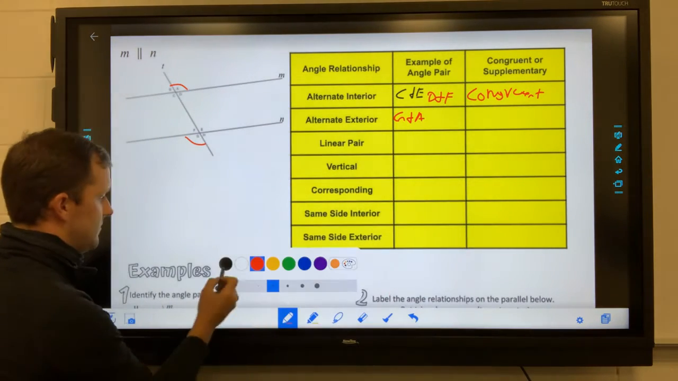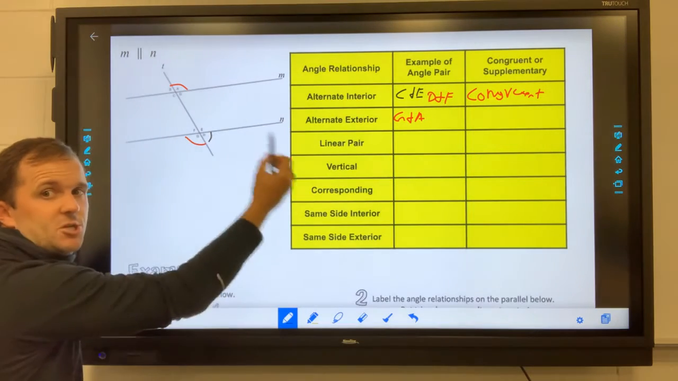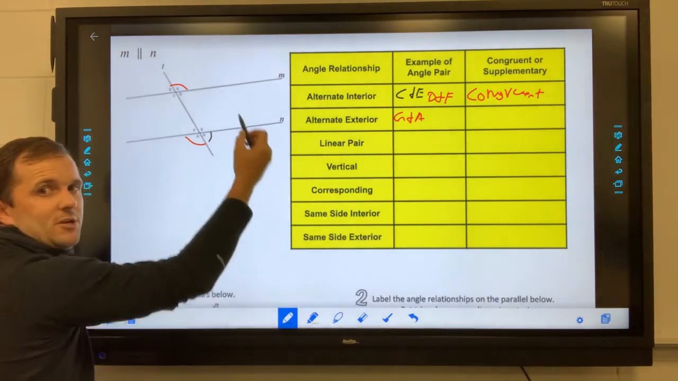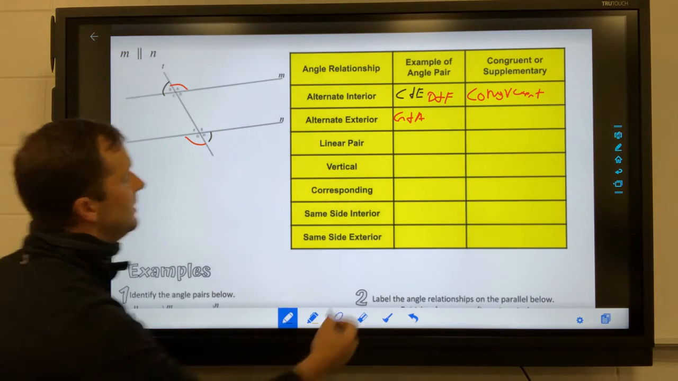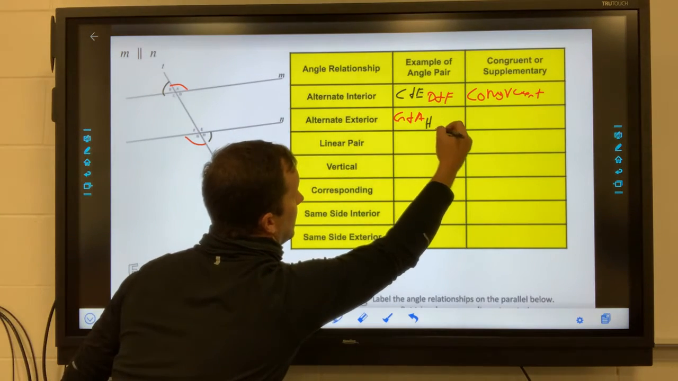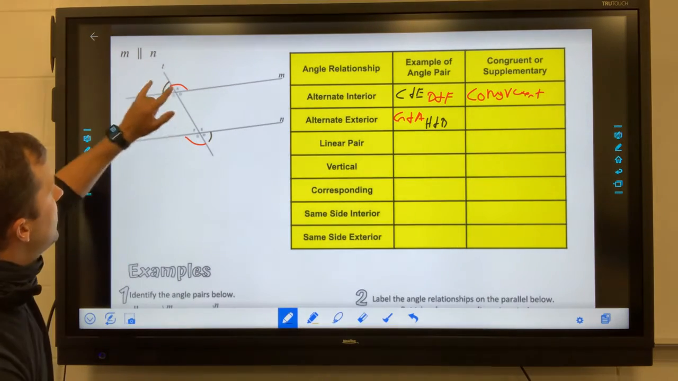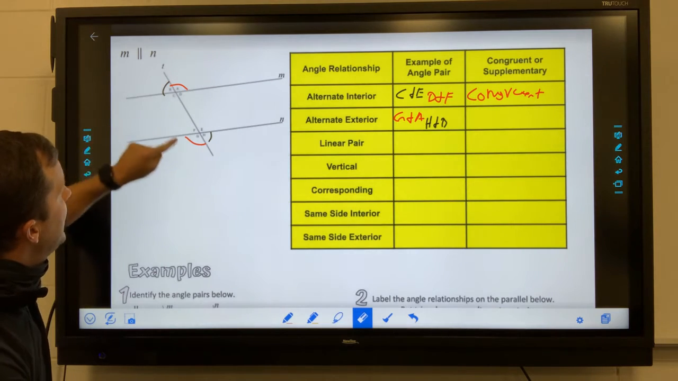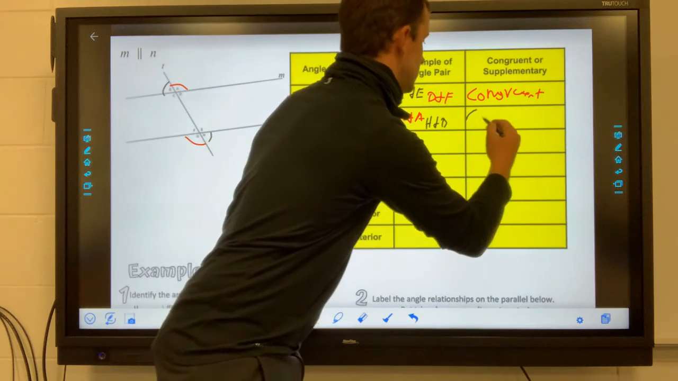Okay, so let me change my color. Now we're going to look at H here. So right now, alternate of H are going to be these angles over here, but the one that is alternate exterior is going to be B up here. So H and B are alternate exterior. And just like the alternate interior, these are going to be congruent to each other as well. So H and B look congruent, A and G look congruent. So those are going to be congruent angles.